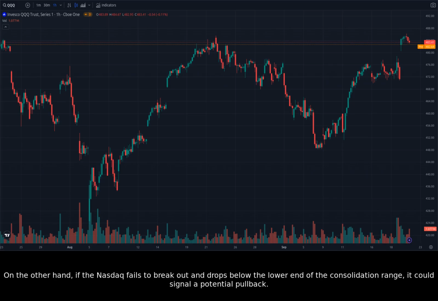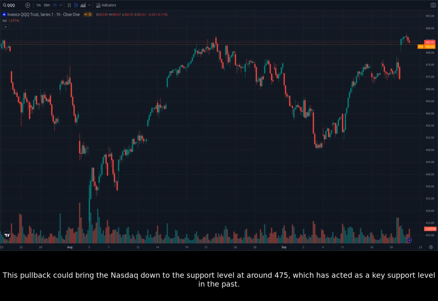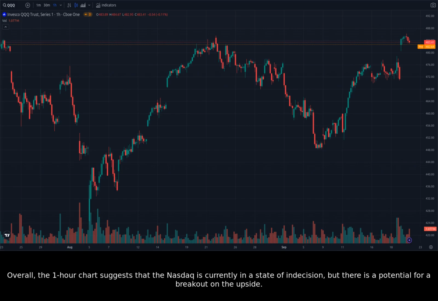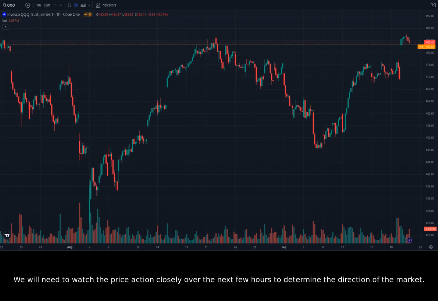On the other hand, if the Nasdaq fails to break out and drops below the lower end of the consolidation range, it could signal a potential pullback. This pullback could bring the Nasdaq down to the support level at around 475, which has acted as a key support level in the past. Overall, the 1-hour chart suggests that the Nasdaq is currently in a state of indecision, but there is a potential for a breakout on the upside. We will need to watch the price action closely over the next few hours to determine the direction of the market.